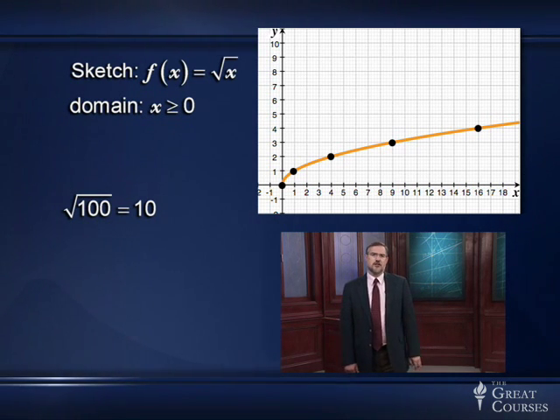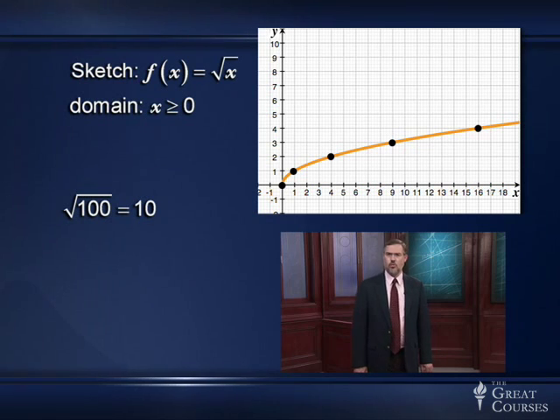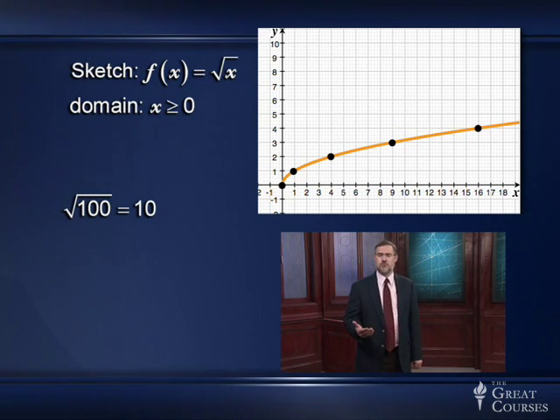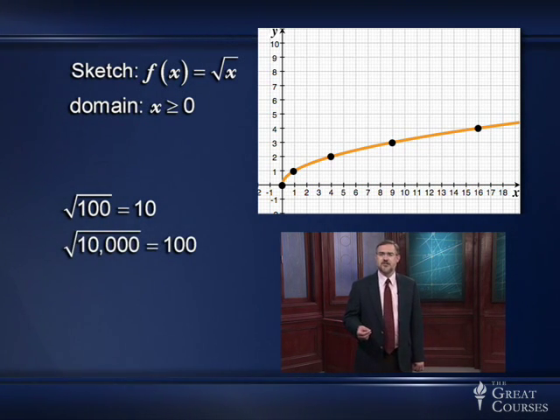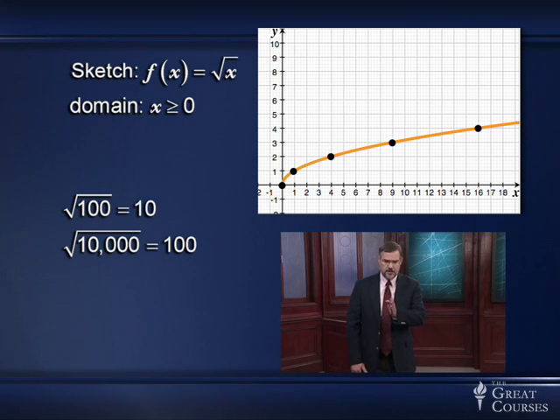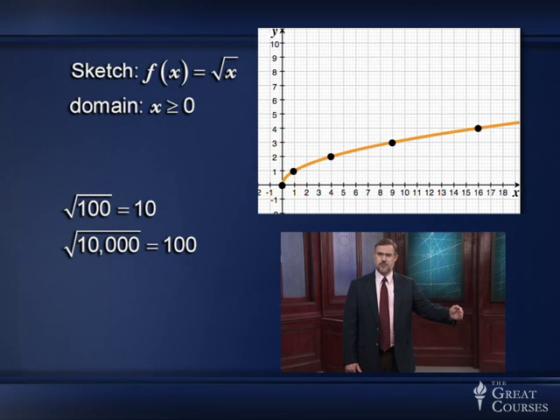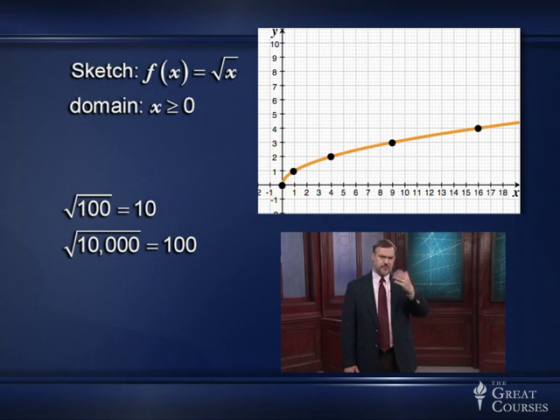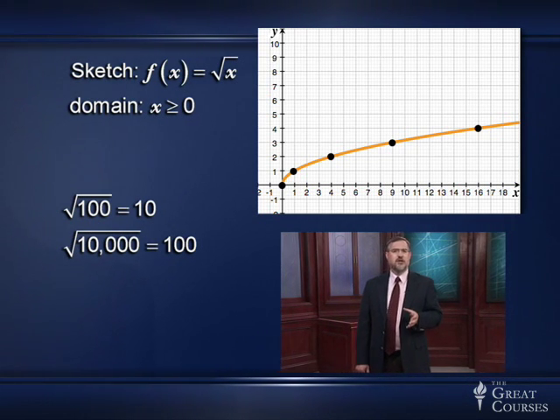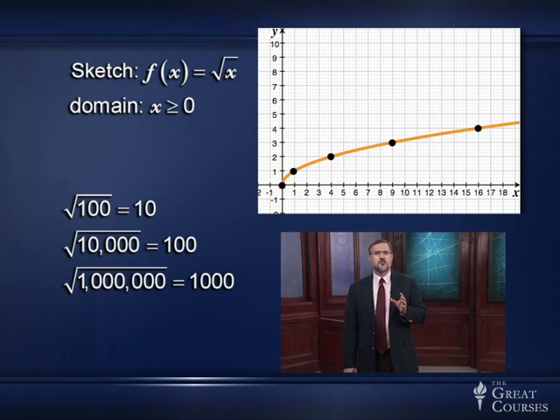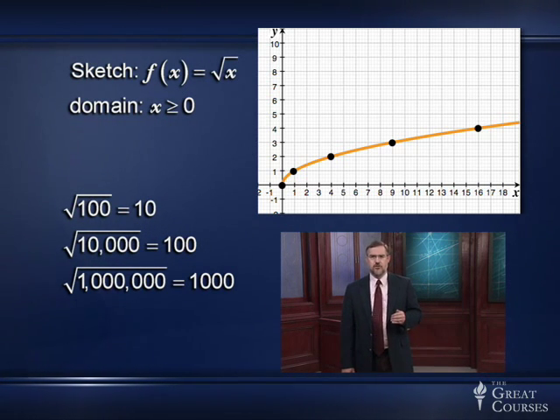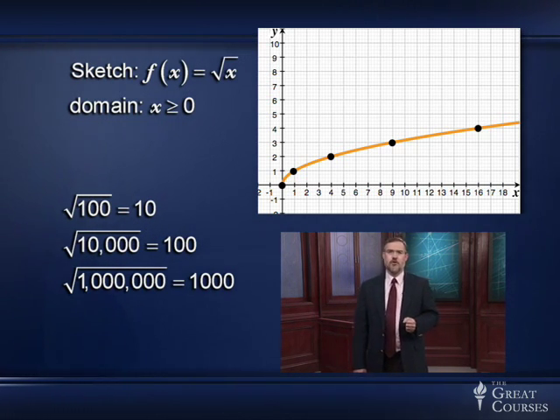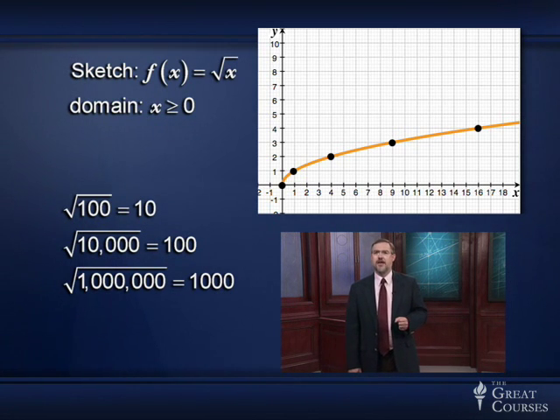What about plugging in something like x equals 10,000? Well, I'm choosing that because it has a nice square root as well. Square root of 10,000 equals 100. So again, starting at the origin and going 10,000 units to the right, I end up only going up 100 units in the y direction. And lastly, if I look at x equals 1 million, and I take the square root of that, then the y value, or the f of x value for x equals 1 million, is going to be 1,000, because the square root of 1 million is 1,000.